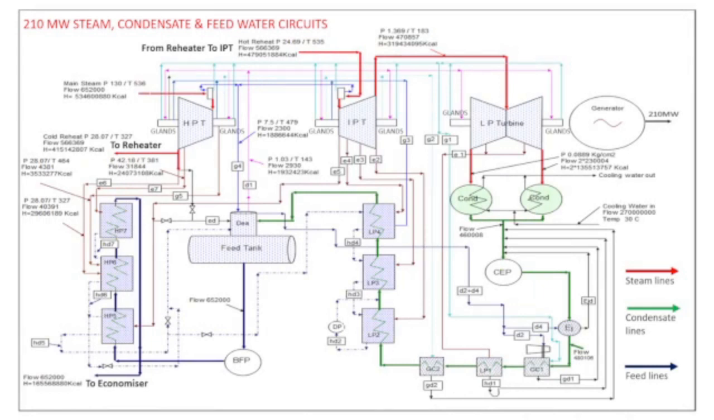The red lines depict the steam lines, the green ones depict the condensate flow, and the blue ones depict the feed water flow. Some drains are also shown in the figure, some extractions are there, and those have been marked accordingly. You can go through that.